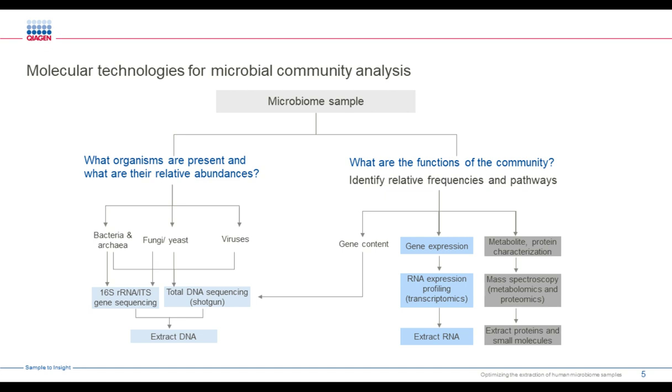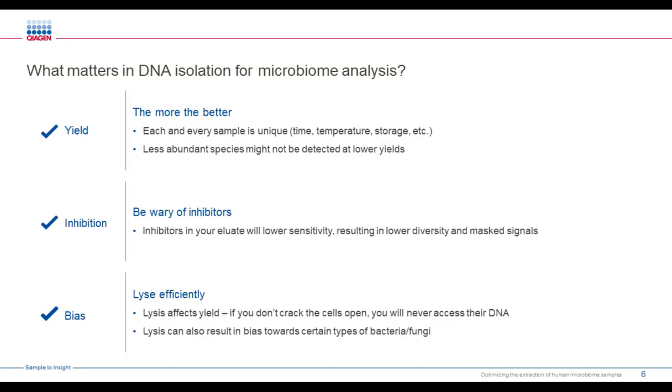On the other hand, if you're looking for functions of the community, you may want to look into metatranscriptomics if you're looking at RNA and messenger RNA that's present, or if you're looking at metabolites or protein characterization, you may want to be looking at metabolomics, proteomics. But for the purposes of the talk here, I'm really focusing on the left-hand side of this chart on which organisms are present, what's their relative abundance, and primarily around the 16S rRNA gene sequencing. And of course, like I mentioned at the beginning, the entire talk is around optimization of DNA extraction from human microbiome samples.